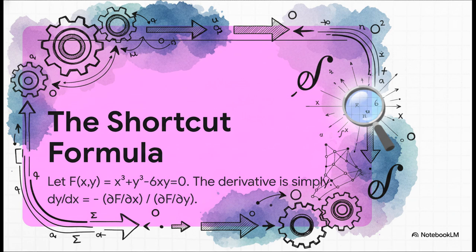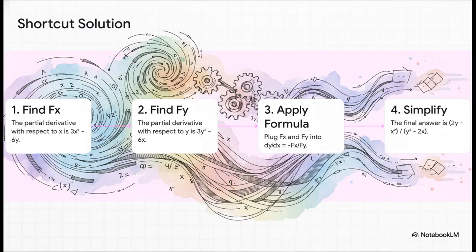First, you just move everything to one side of the equation so it equals 0, and call that whole thing f(x, y). Then, dy/dx is simply the negative of the partial derivative of f with respect to x divided by the partial of f with respect to y. It's so clean. Let's watch how fast this is.